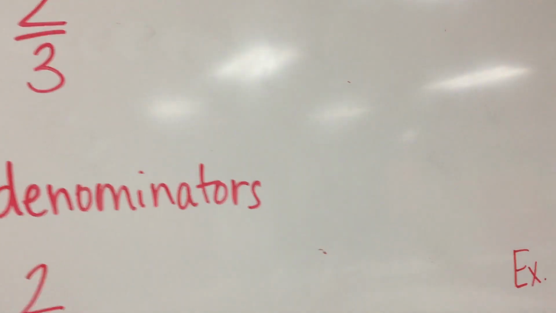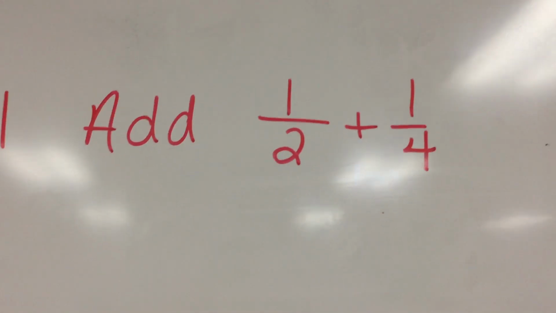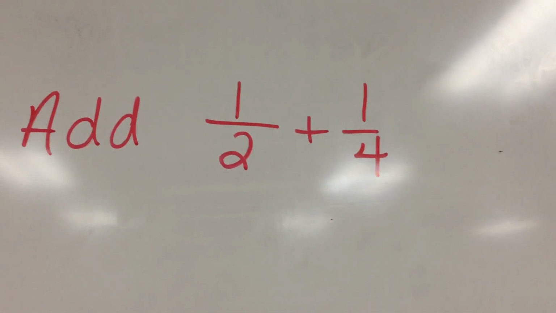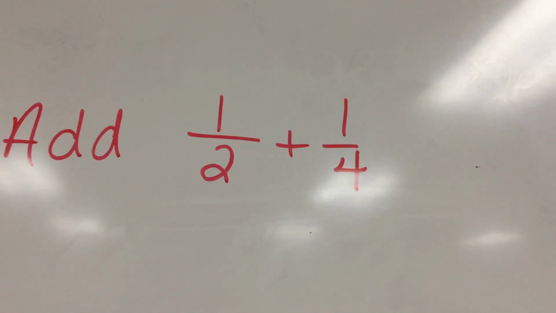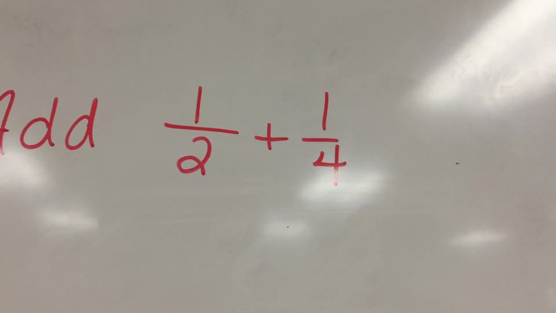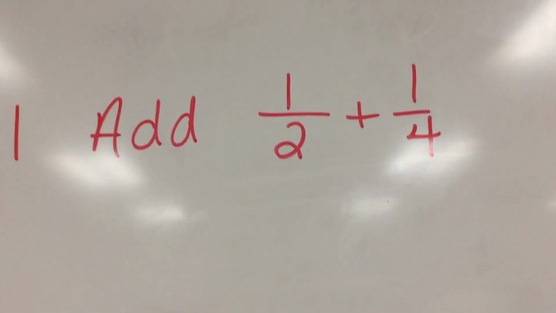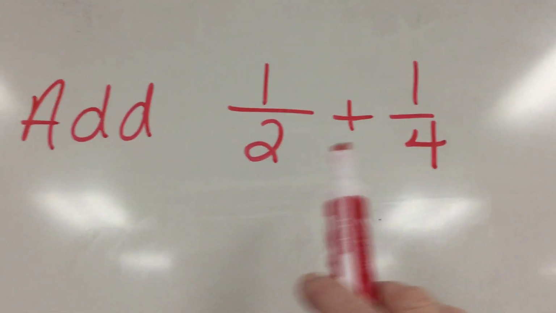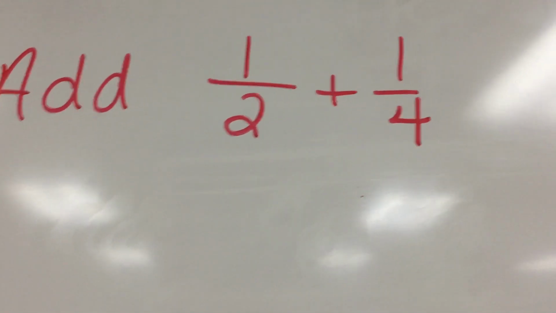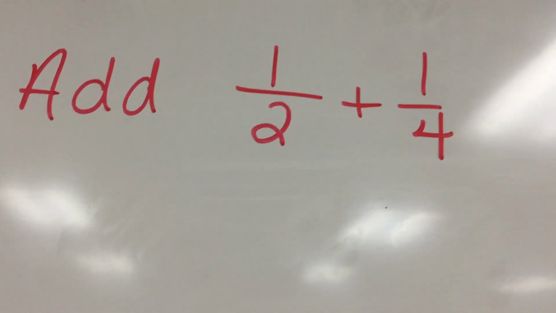All right, let's move on to example 1. Example 1, add 1/2 and 1/4. Now some of you can do this in your head, but we're not going to do this in our head. We're going to give them common denominators first. So you have to change 1/2 to something with a denominator of 4 in order to be able to do that. You can't reduce 1/4 to something with a denominator of 2.